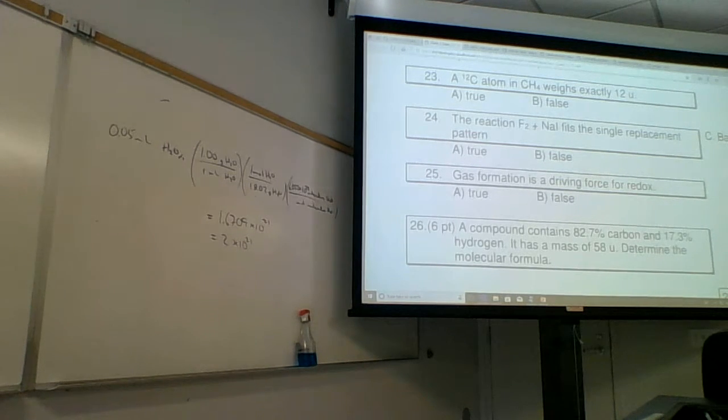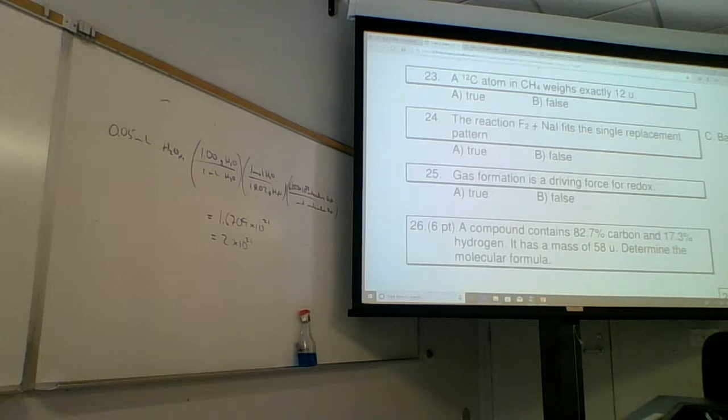This one does not fit a single replacement pattern. Lots of people try to force it to fit. A plus BX, F2 plus NaI. A plus BX yields AX plus B. It doesn't work. I'll talk more about it later. Or you can get all kinds of weird stuff.